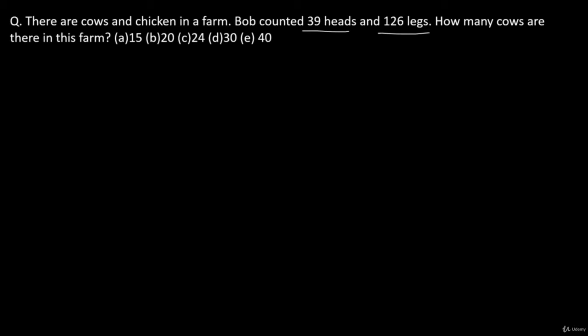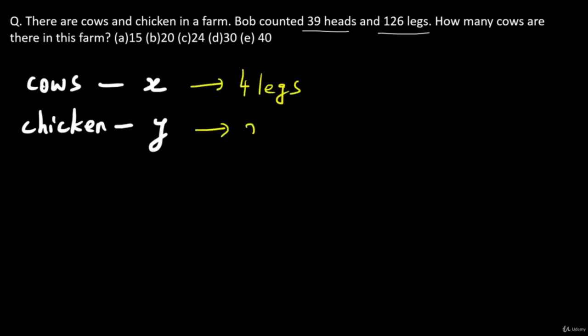Alright, we are back. I hope you have given it a try. Now let's take the number of cows as x and the number of chicken as y. Now cows have 4 legs and chicken have 2 legs. Now it's given that the heads counted were 39. So x plus y is equal to 39, right?